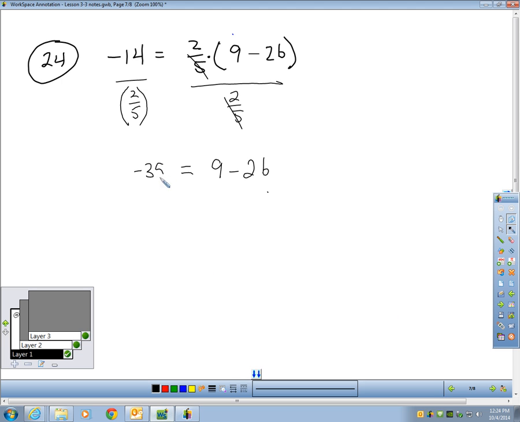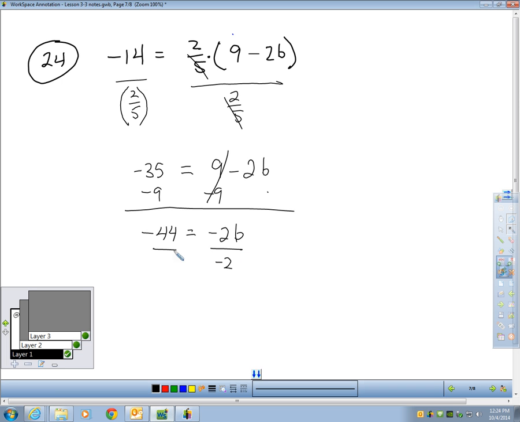Oops, I erased one layer too much. We got to subtract 9 to get rid of plus 9. I'm using the subtraction property of equality. That gives me negative 44 on the left, and I have negative 2b on the right. Now then my last outside layer is that times negative 2. To get rid of that, I have to divide by negative 2. I'm getting b is 22 for my response.